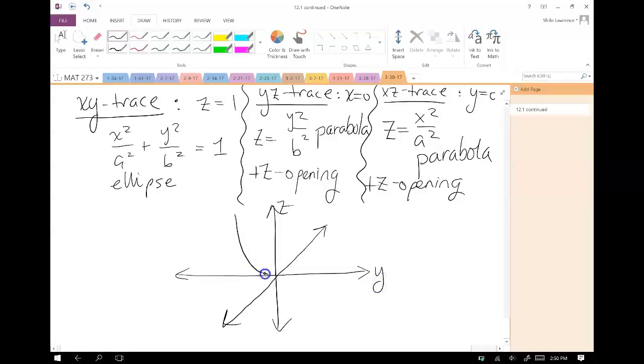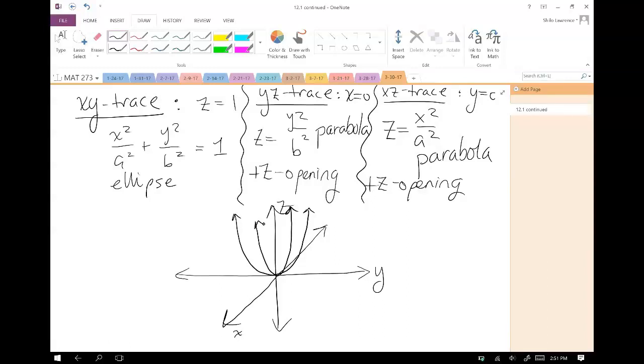We've got a parabola opening in the positive z direction. The XZ trace is also a vertically oriented plane like the YZ plane, except it's turned 90 degrees. And in that plane, which cuts into the board, we have another parabola opening in the positive Z direction. So that one's like starting out at us and cutting into the board.